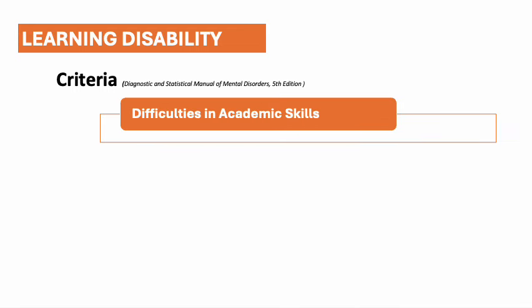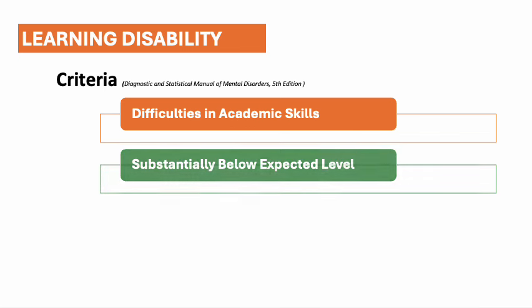When it comes to diagnosing a specific learning disability, the DSM-5 outlines 4 key criteria that need to be met. First, there are difficulties in academic skills. So a student must show persistent struggles for at least 6 months in areas like reading, written expression, or mathematics, even with targeted support.